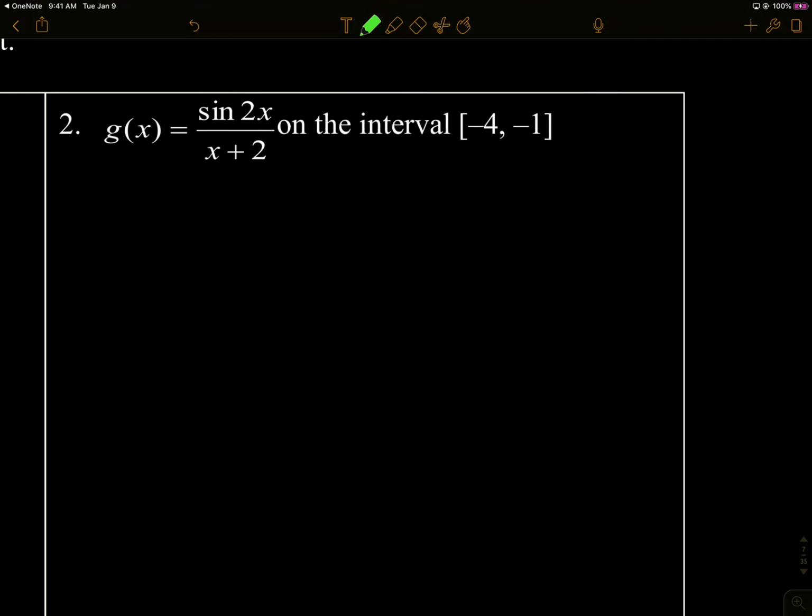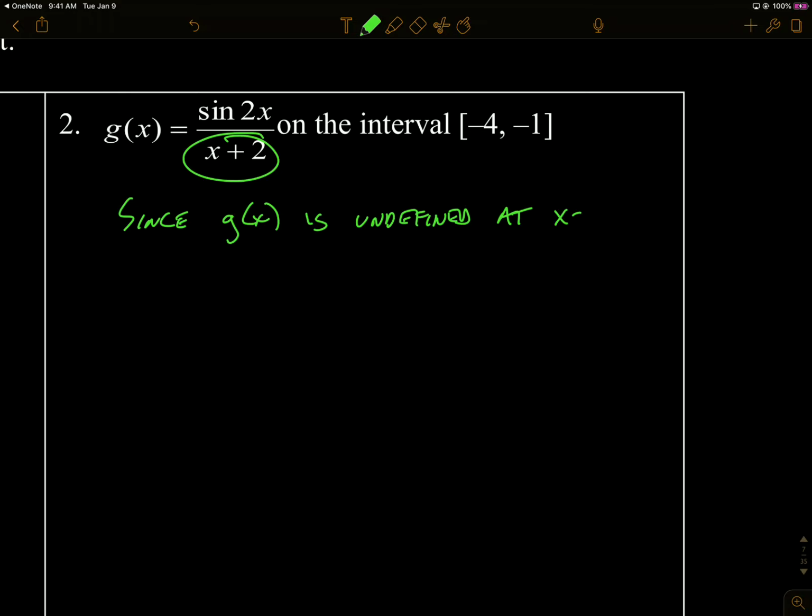Let's try it with number 2. I look right away and I say from negative 4 to negative 1, I see a denominator here, and negative 2 makes the denominator 0, which makes g of x undefined. So g of x is undefined at negative 2, and negative 2 is on the interval, so we can't apply Rolle's theorem. So we're going to say since g of x is undefined at x equals negative 2, which is on the interval negative 4 to negative 1.